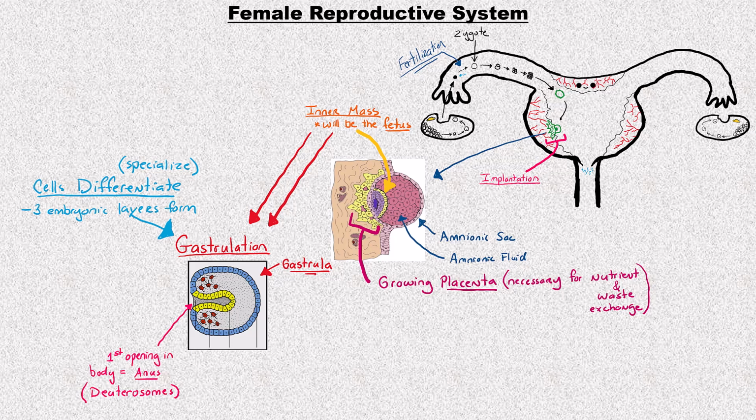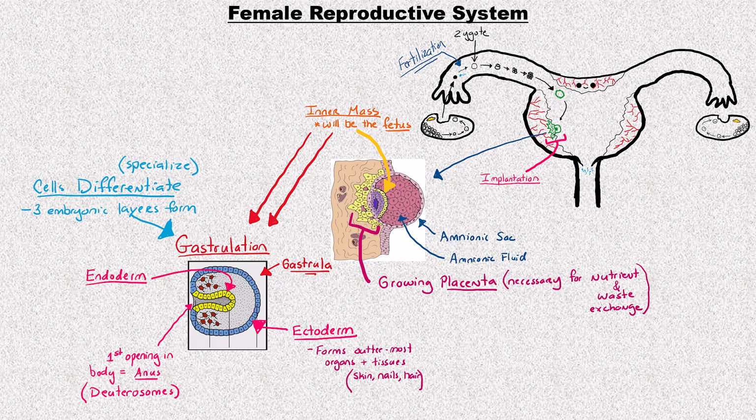We see a hole that forms, and that's the first opening. The first orifice or hole in the human body is the anus, not the mouth. And since the anus is the first hole, we're known as deuterostomes, not protostomes. This outer layer is called the ectoderm. This is where the outer parts and organs and tissues will grow. Things like skin, hair, nails, the nerves in our skin.